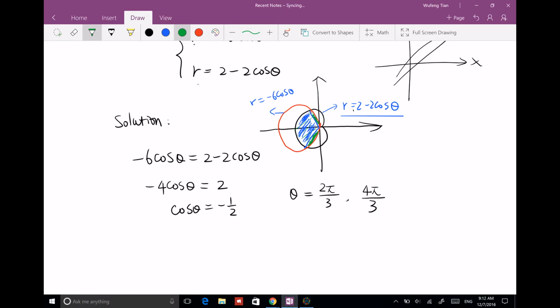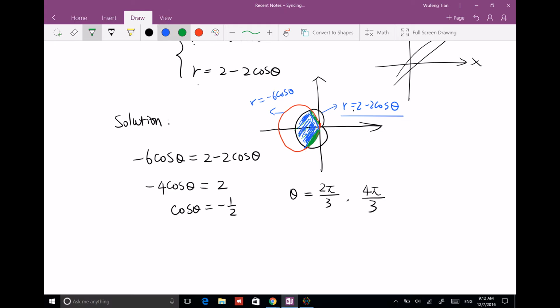The area between the red and the black curve is made up of the blue one and the green one. So first, I find the blue part. The blue part is actually this, right? And then I find the green based on the other curve, the red curve. This is the green one. Does it make sense, everyone?